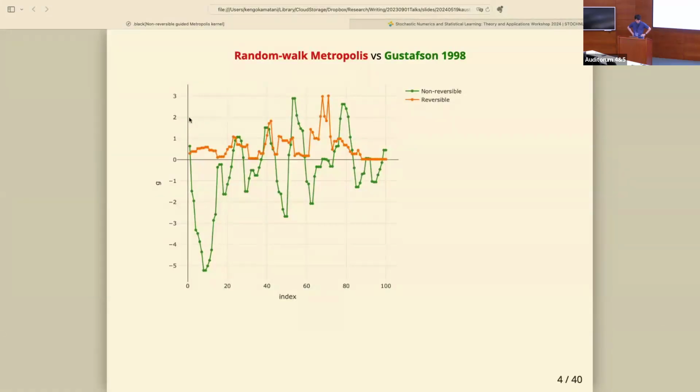I forgot. I think the target distribution is a t distribution, if I remember correctly, because some points are very far from the origin. So I think this is a t distribution. There is no weight on zero. I think it's just by chance. So is there any other question or comments?